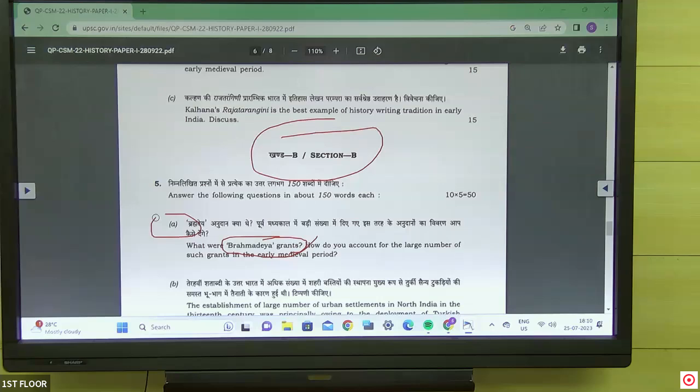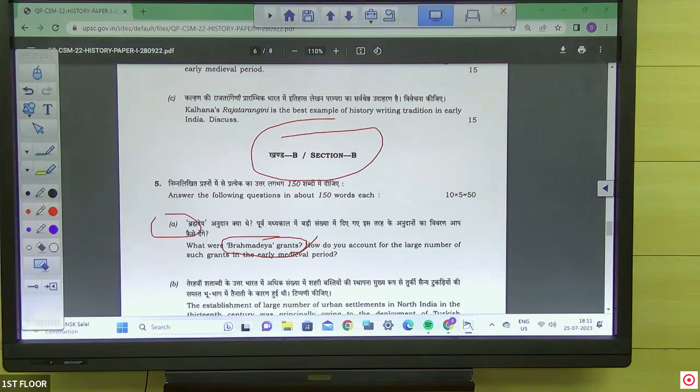Now look at the question: Brahmadeya grants. Sir, how could it be asked in 5A? Look at the 13th unit. In the 13th unit there is land grants as a topic. Is it in the 13th or 14th unit? You can see the presence of land grants, or agrarian settlement, agrarian economy. Got it?